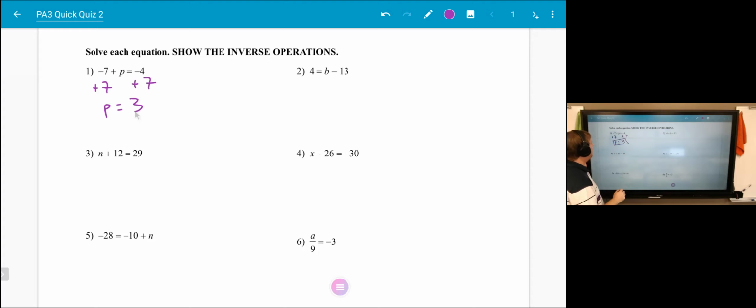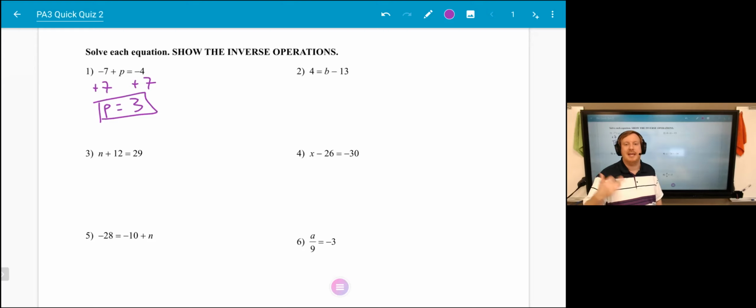And I can check my work too. If I plug 3 back in up here, is -7 plus 3, does that equal -4? It sure does. But you need to show me the inverse step.